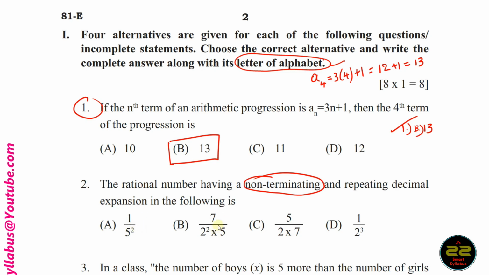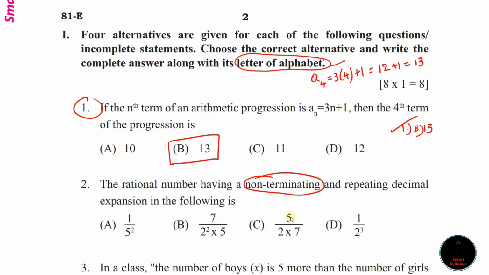I'm coming to option B. In the numerator you can see there is a 7. Once again I'll remind you, if 7 remains in the numerator, that's not going to affect the calculation. We only need to check the denominator. As you can see, in the denominator there is 2 as well as 5. So if 2 is there and 5 is there, then definitely this is also going to be a terminating rational number.